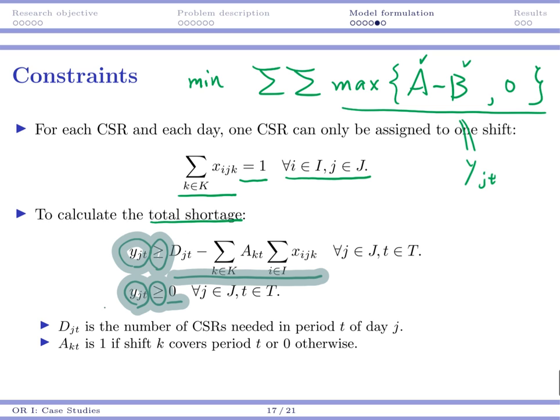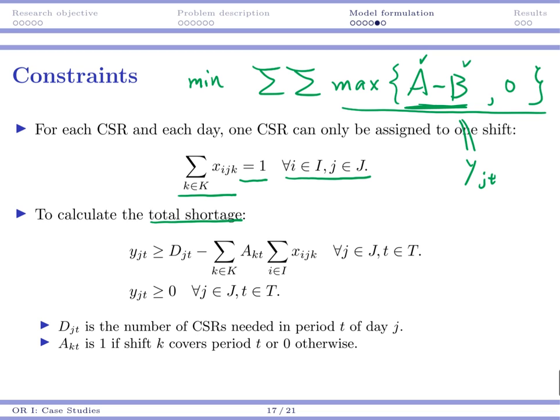Okay, so the only thing remaining is that we need to be able to express the demand and the supply. Then we're done. So let's take a look. We first need to have demand, and the demand is known. djt is the number of CSRs needed in period t of day j. This is given information. Some people already told us that for the first hour on Monday, we need 48 persons and so on. So this is a known parameter. Then how about this?